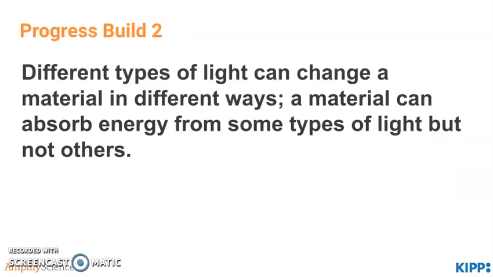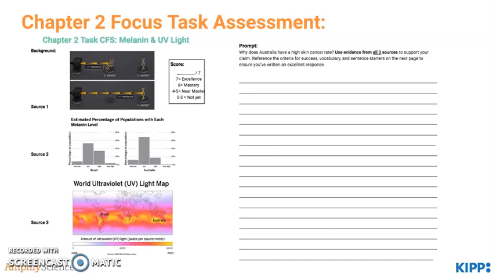By the end of Chapter 2, students should be at Progress Build 2, meaning they understand that different types of light can change a material in different ways. A material can absorb energy from some types of light, but not from others. They prove their knowledge of this progress build on the chapter focus task, in which they use evidence about melanin, UV light, and Australia to write an argumentative response about Australia's high skin cancer rates.